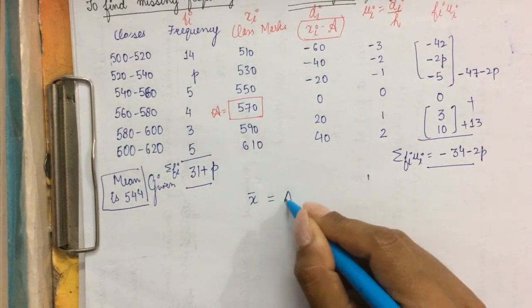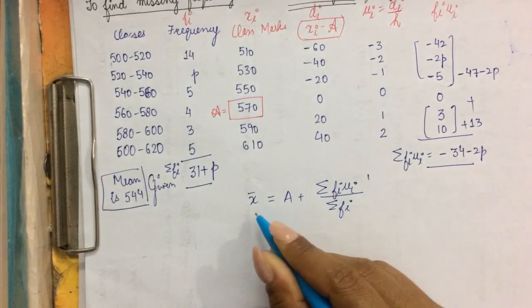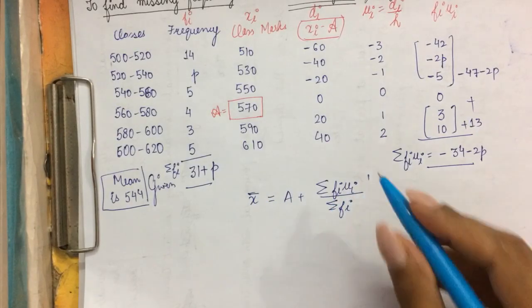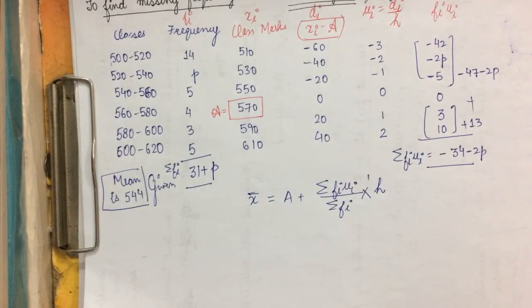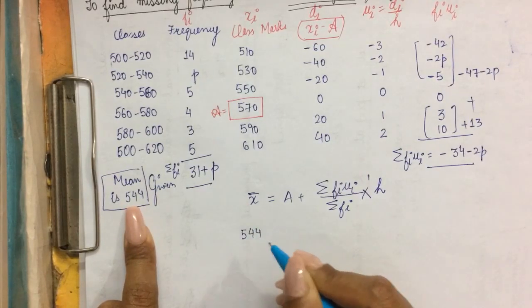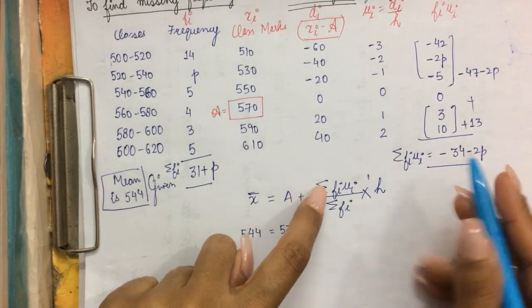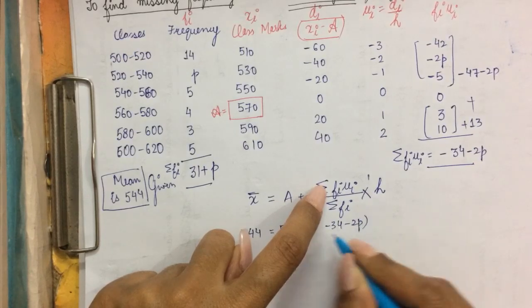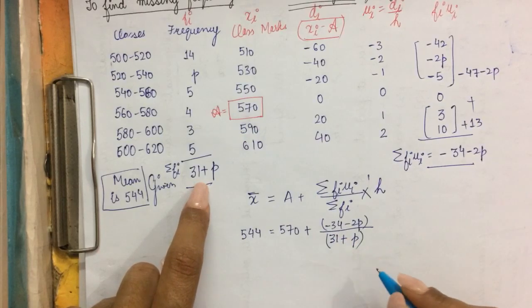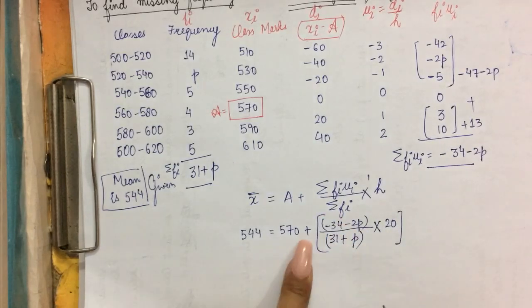Note down the formula. The formula to find out the mean using step deviation: X bar, which represents our mean, is given by assumed mean plus summation fi ui over summation fi, multiplied with the class size. Let's use the values that we have. X bar given to me is 544. Assumed mean is 570 plus product total is minus 34 minus 2p. The sum of the frequencies is 31 plus p, let's keep it in brackets, into the class size, which is 20.